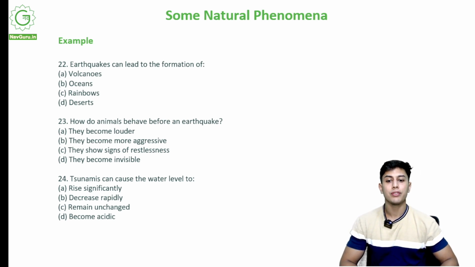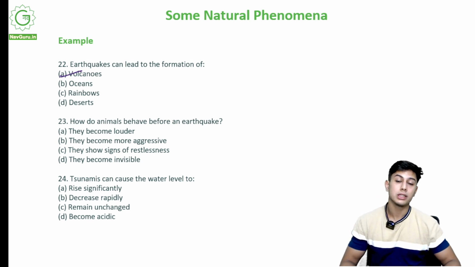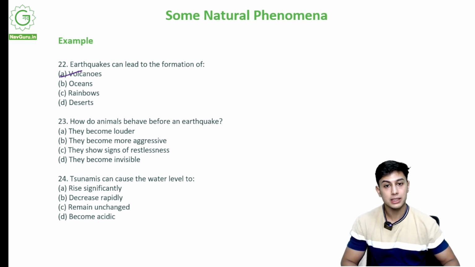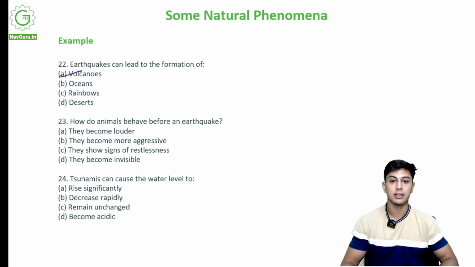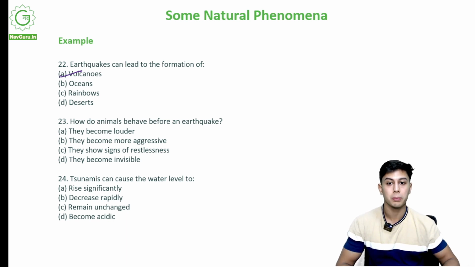Earthquakes can lead to the formation of what? Volcanoes, oceans, rainbows, D, deserts. So the correct option is option A. Earthquakes can cause a volcano to erupt. Alright, maybe it was not erupting yet, but there is an earthquake. There is sudden activity under the earth and the hot magma inside the earth will want to come out. And how will it come out? It can cause volcanoes to erupt.